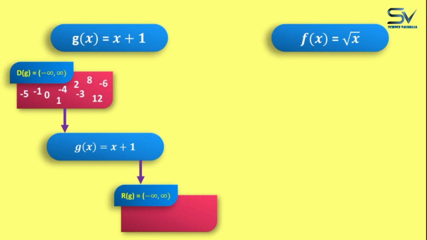First, we put -1 in place of x in the function, and we get 0 in the output. After that, we put 0 in place of x in the function. Now we get 1 in the output. In this way, we get a lot more output values.